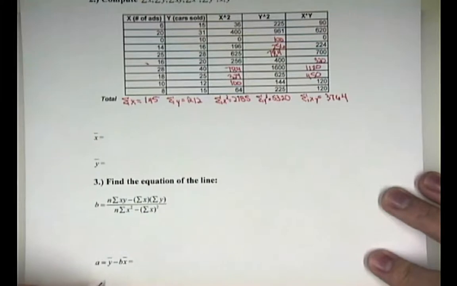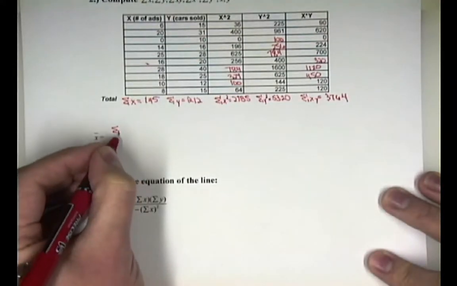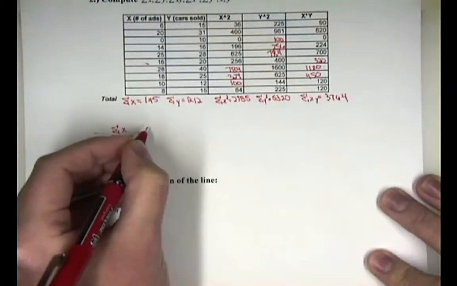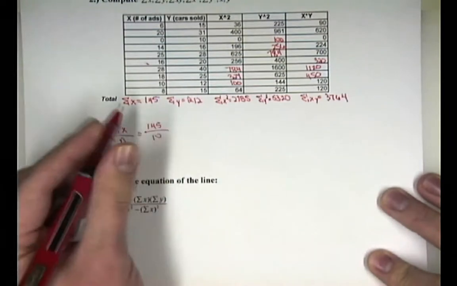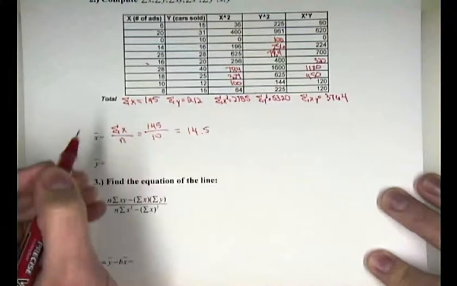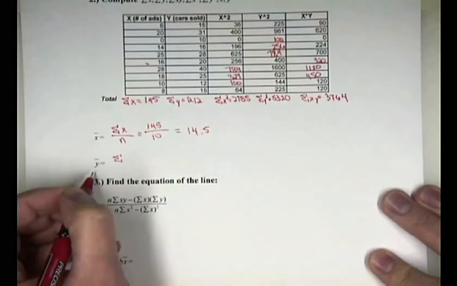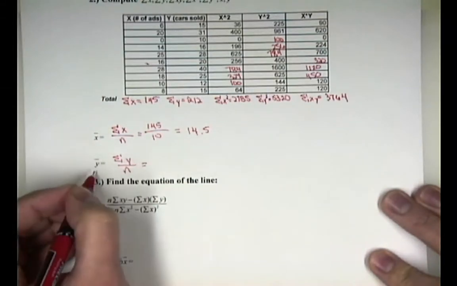For the formulas, we need y bar and x bar. Remember how to find a mean: the sum of the x's divided by n, which would be 145 divided by the 10 different data points equals 14.5. The sum of the y's, again, y bar, that's just the sum of the y's divided by n, to find the mean of the y's.